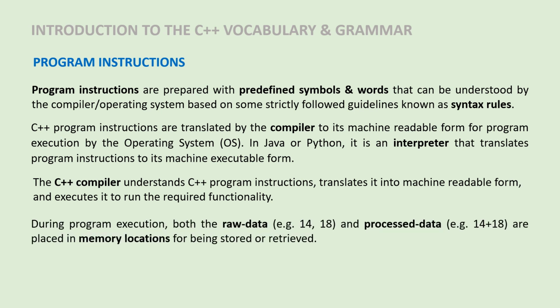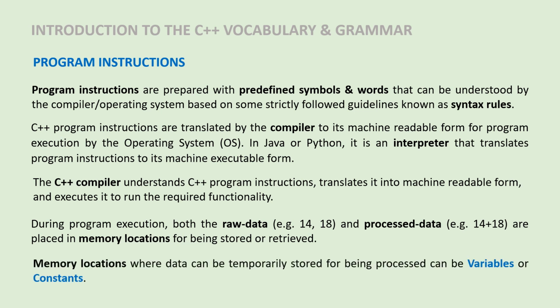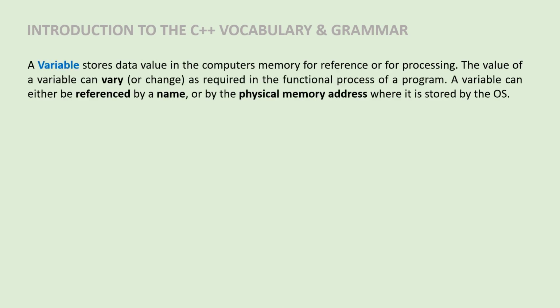During program execution, both the raw data, like for example 14 and 18, and processed data, like 14 plus 18, are placed in memory locations for being stored, or retrieved. Memory locations where data can be temporarily stored for being processed can be variables, or constants. A variable stores a data value in the computer's memory for reference, or for processing. The value of a variable can vary, or change, as required in the functional process of a program. A variable can either be referenced by a name, or by the physical memory address where it is stored by the operating system.